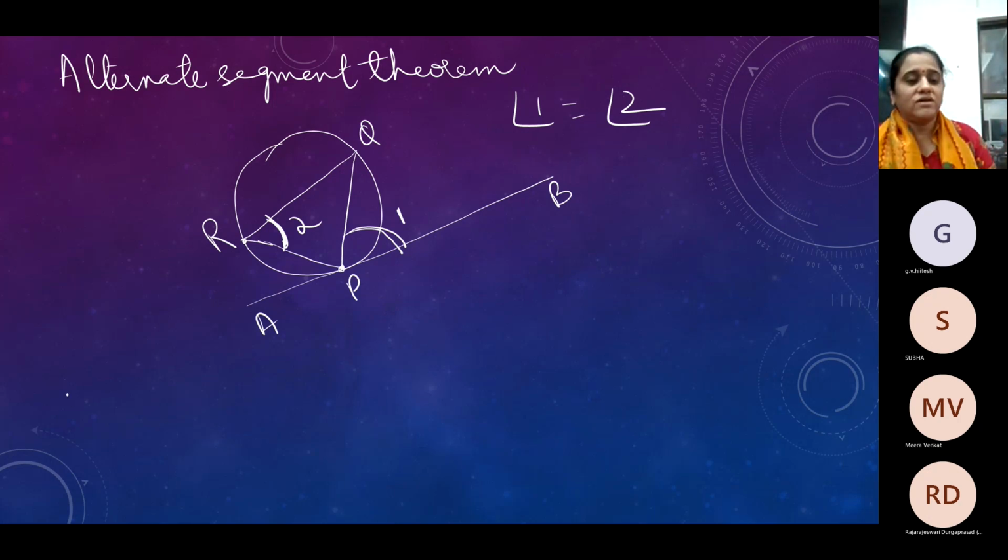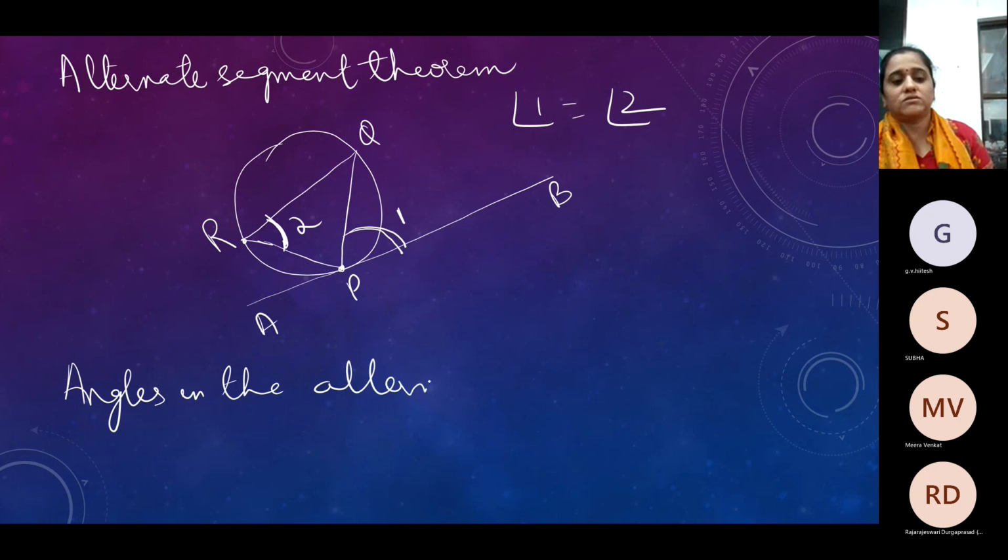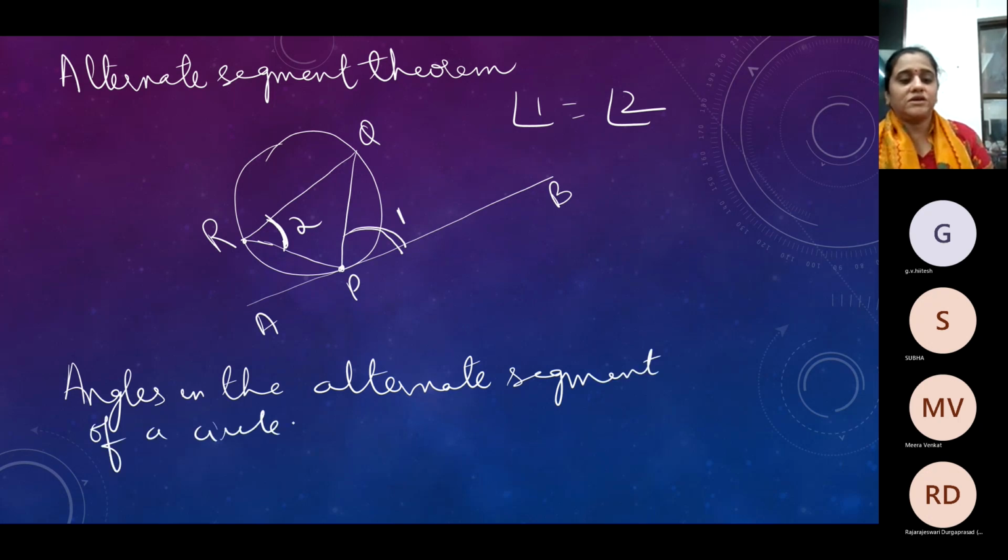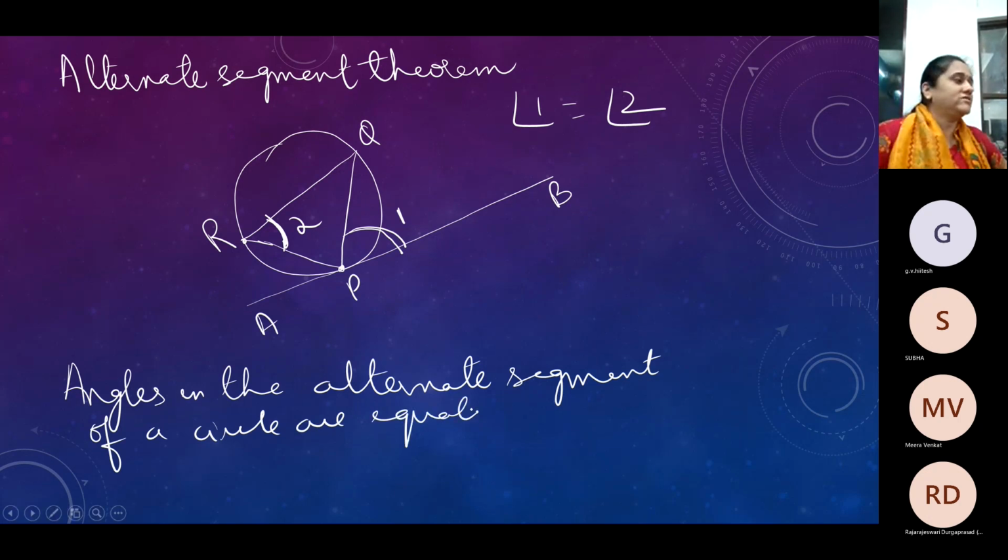Alternate segment theorem, which says angles in the alternate segment of a circle are equal.